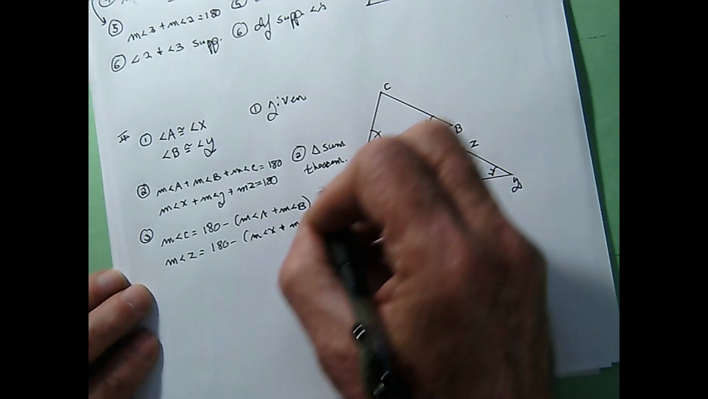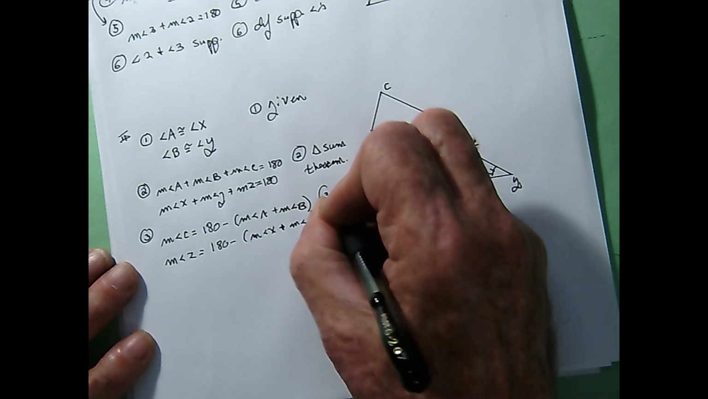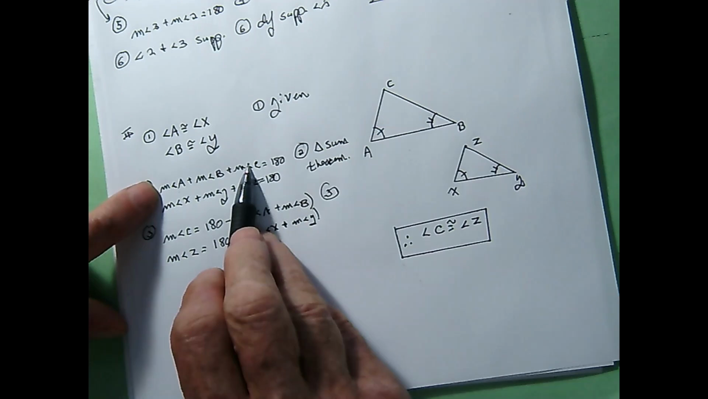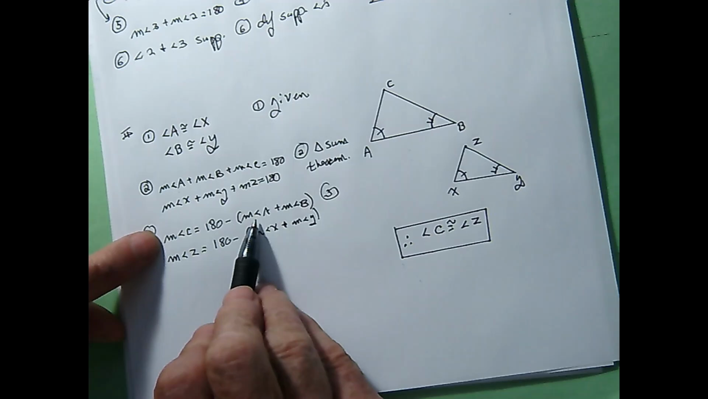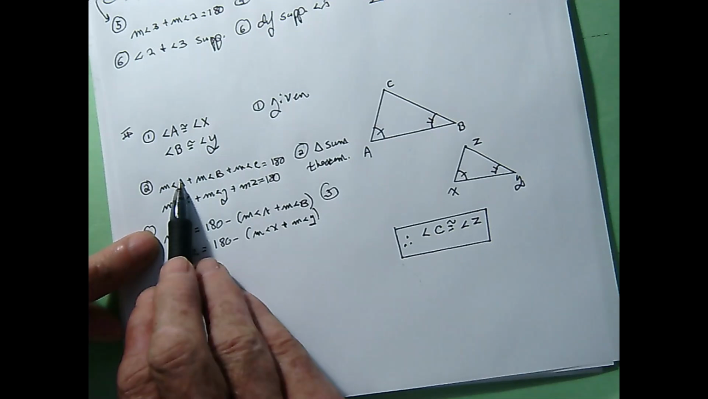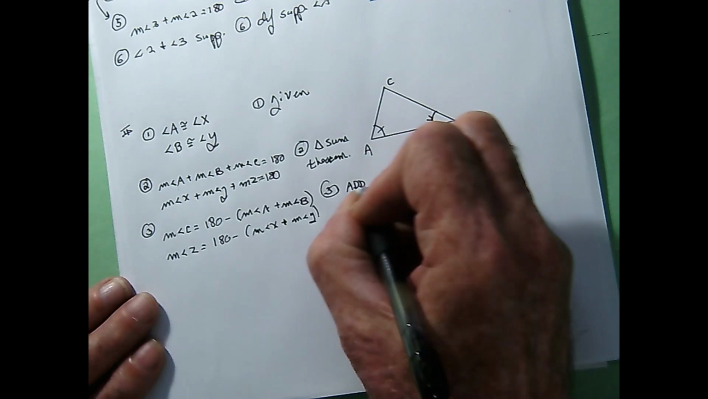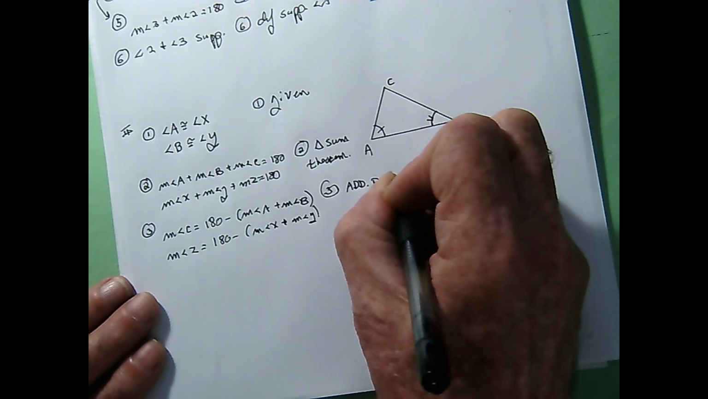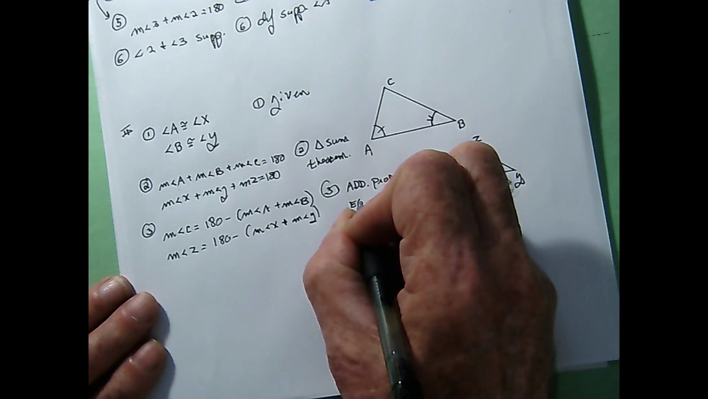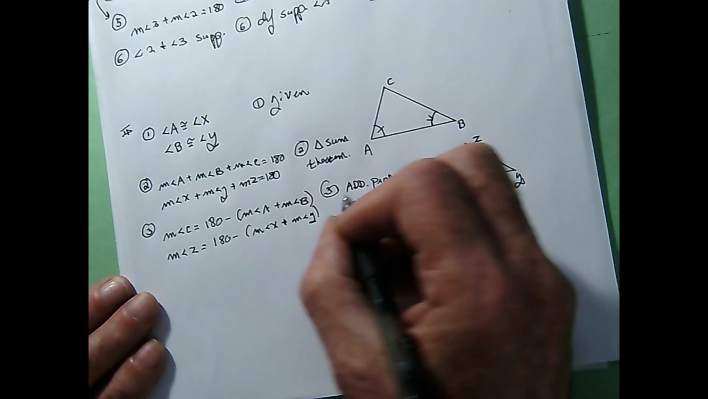And you got to say, well, do you have a good reason for this? All we did to get from this statement to this statement is we added a negative measure of angle A and B to both sides, and I'm going to call that the addition property of equality. When you add or subtract the same thing to both sides of an equation, we're going to call that the additive or addition property of equality.